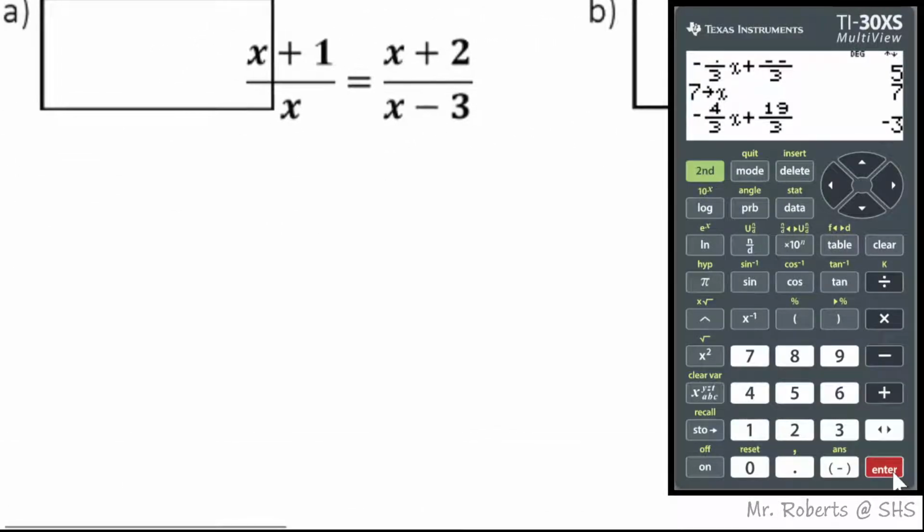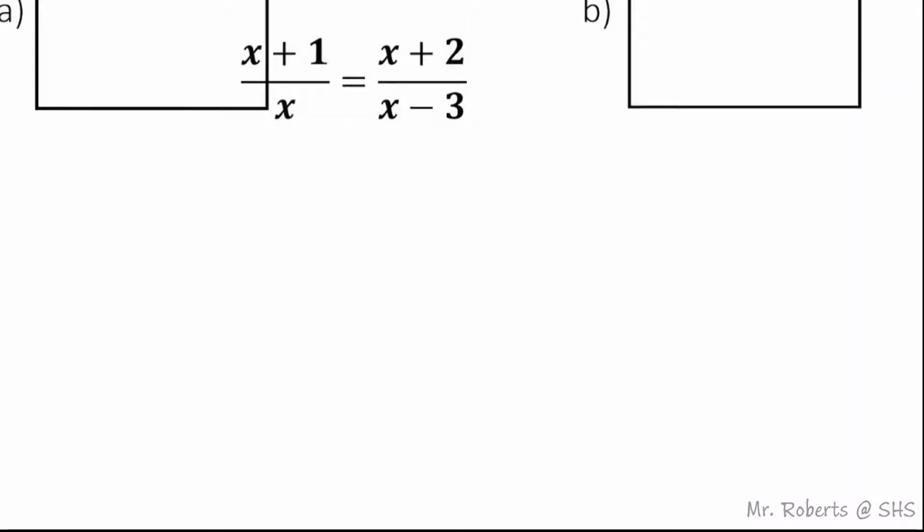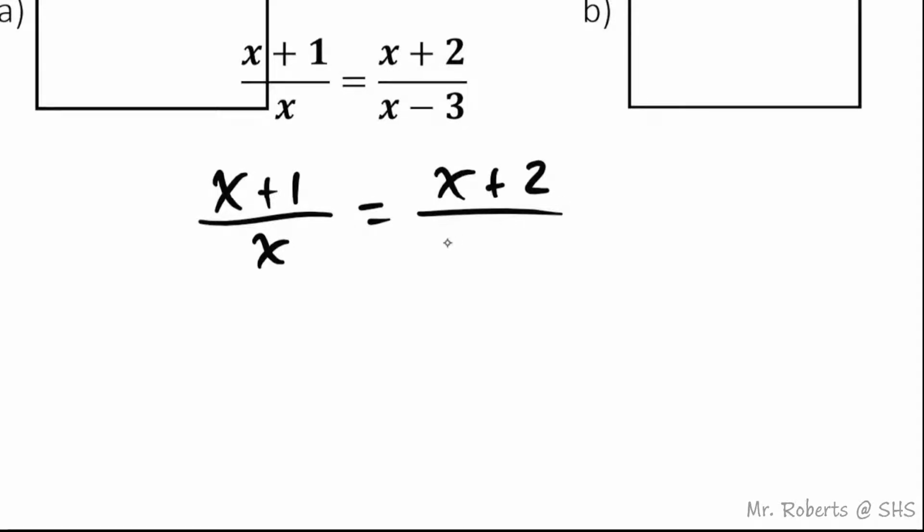And I apologize that it got kind of scrunched up when I printed this. I did not intend that to happen. Doesn't look great. But there are a couple of ways we can handle this, right? One way is just with fraction busters. So if I look at this, this is (x plus 1) over x, and that equals (x plus 2) over (x minus 3).